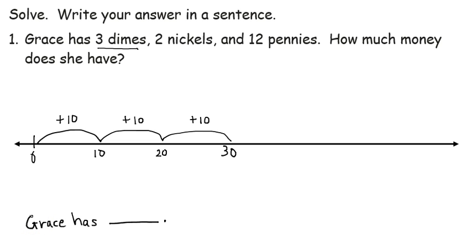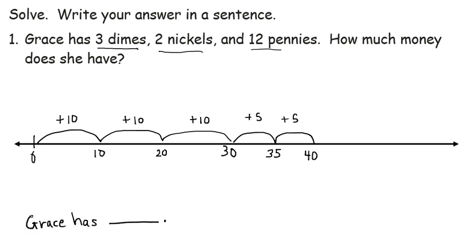Some students might show the 3 dimes as one big jump of 30, which is fine. Again, it's up to the student what they're comfortable with and where they want to enter the open number line. Next, we have to add our 2 nickels. I'm going to show that as 2 hops of 5, and that would put me at 35 and then 40.